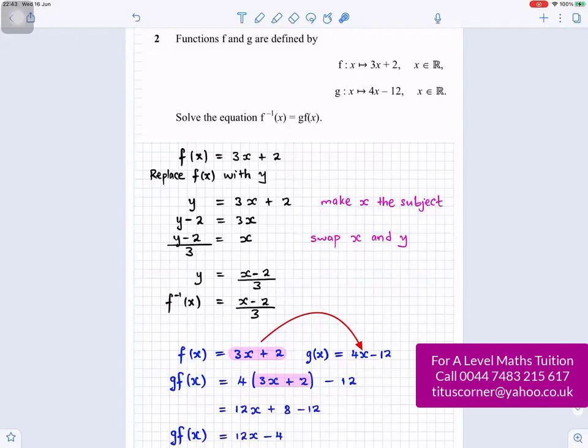G of x is 4x minus 12. So gf of x means we get f of x and replace x in g. So we'll take 3x plus 2 and replace the x in 4x minus 12. So it becomes 4 times (3x plus 2) minus 12. Remove the bracket. 4 times 3 is 12, that gives you 12x. 4 times 2 is 8 minus 12. 8 minus 12 is minus 4. So gf of x is 12x minus 4.